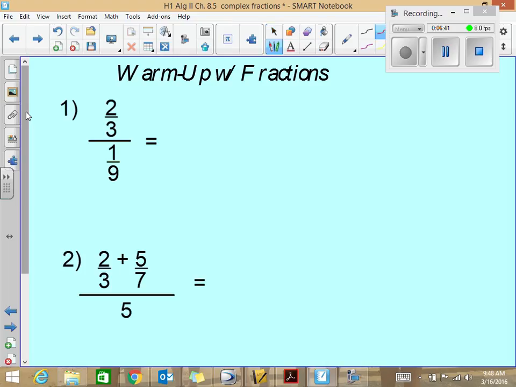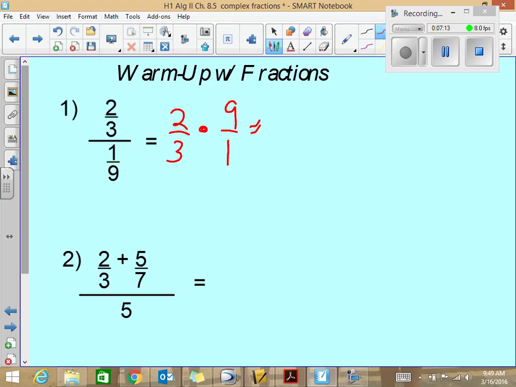No, we don't need common denominators. We're dividing. What do we think, Madison? Keep, change, flip. Right. Keep, change, flip. That sounds kind of weird, but that's what a student told me years ago. So 2/3 stays, you change it to multiplication and flip the second one, so it becomes 2/3 times 9/1.